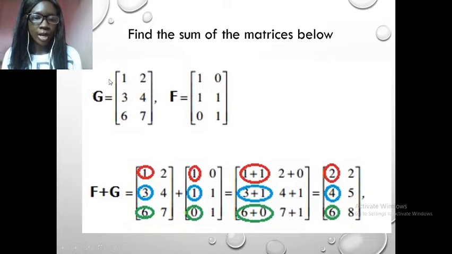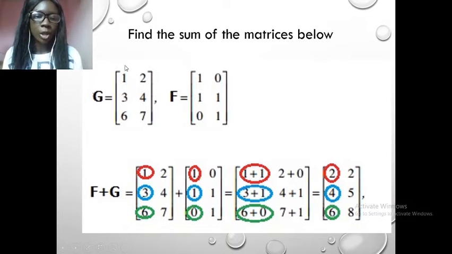Now let's see this case. Here we have the first row, which has the numbers 1 and 2. In the second row we have 3 and 4. The third row we have 6 and 7. So in matrix G we have 3 rows. The same thing in matrix F, we also have 3 rows: 1 0, 1 1 and 0 1.